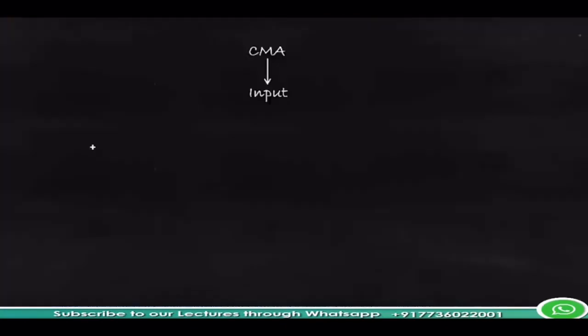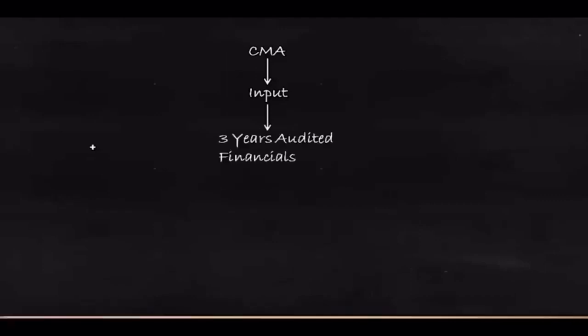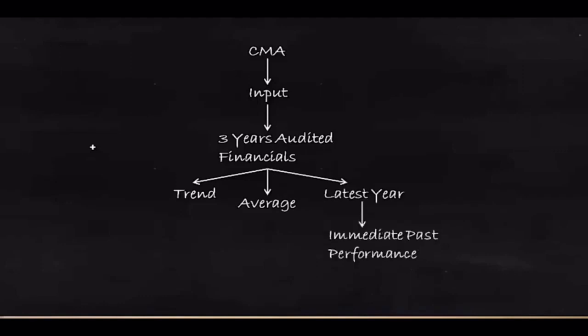So in CMA we have to give input for the past as well as for the future. When you give input for the past 3 years audited financials, you are facilitating, number one, understanding the trend of the company, how the company has moved in the past 3 years. You can also get the average performance of the company, and you will also get to know the latest year or immediate past performance of the company.